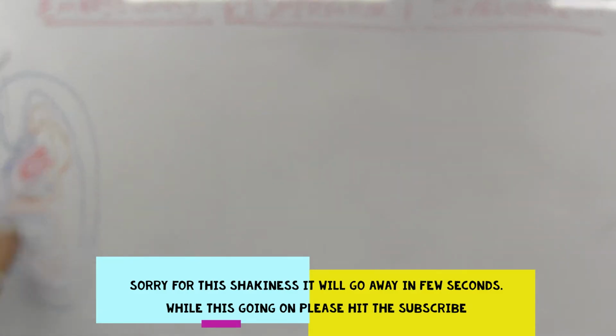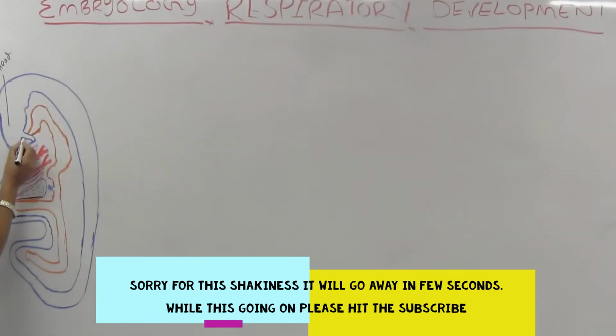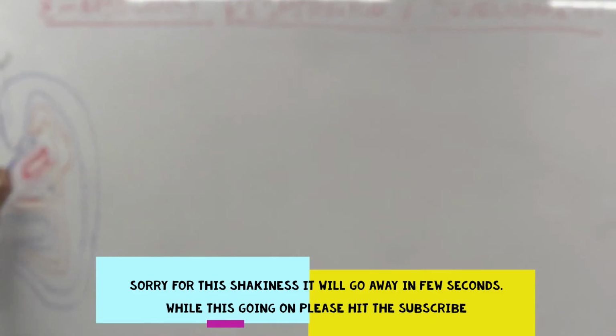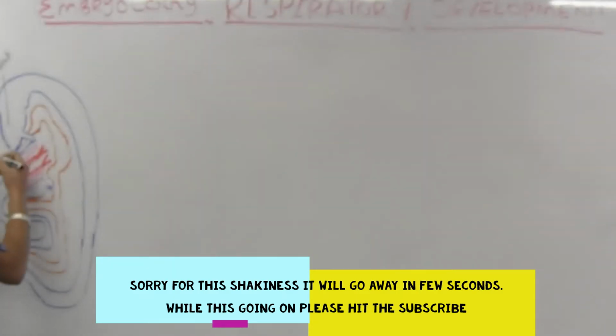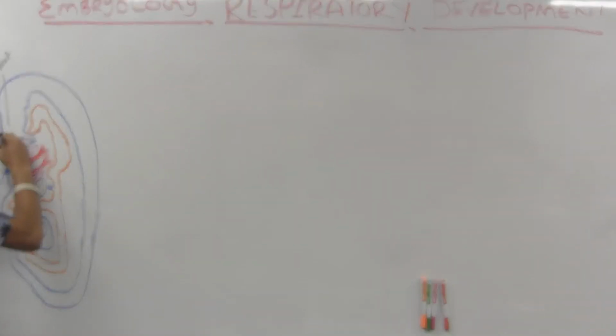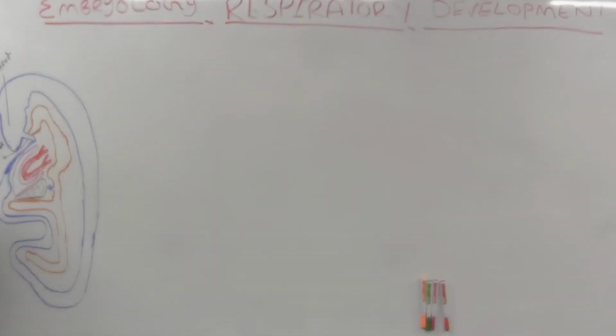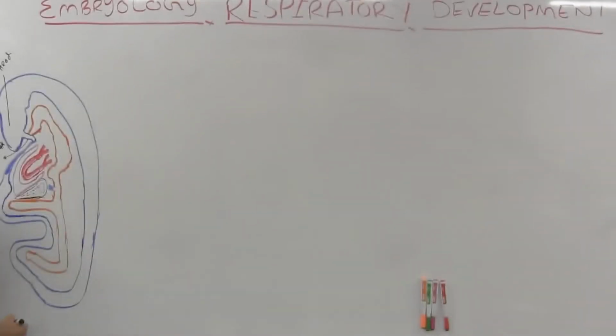Now you see the protrusion that's coming out? That's going to become your future mouth, and we can say stomodeum, or you can simply say mouth. Then this layer is going to be your ectoderm, and there are blood vessels going there, and this orange layer right here is going to be your endoderm.